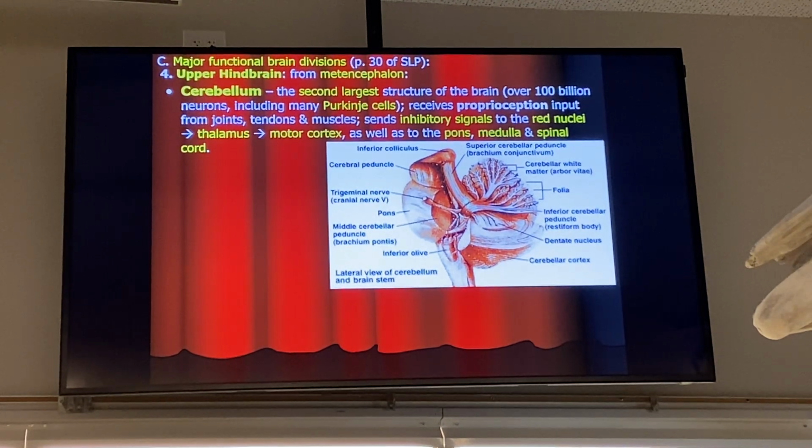Can someone tell me what proprioception is? Balance, equilibrium. Equilibrium, balance. Somewhat. You could be more precise. Like where you are in space.